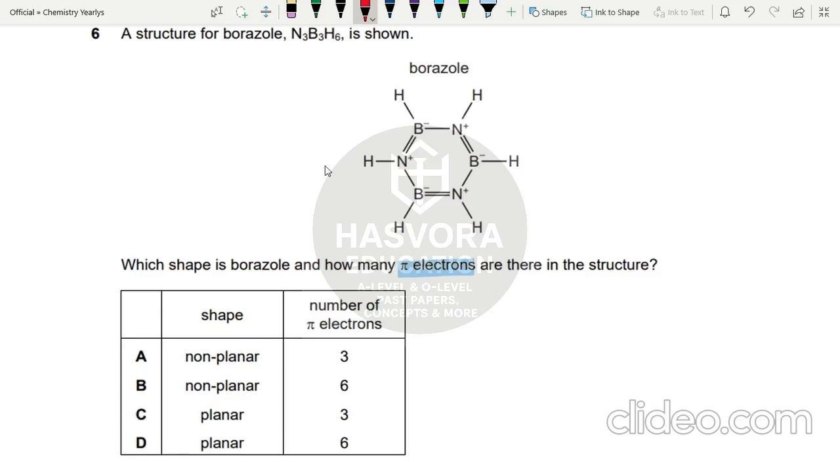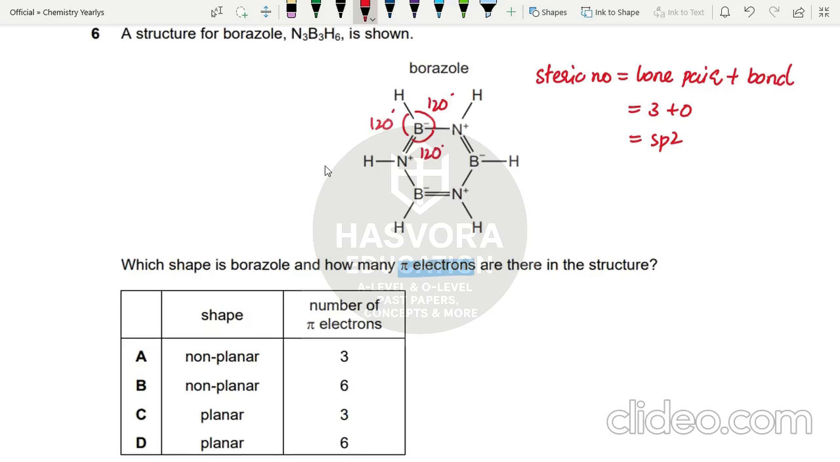You can see the boron is making 3 bonds. So I have told you the formula: steric number is equal to lone pair plus the bond pair. So there are only 3 bond pairs plus 0 lone pair, so it will be sp2 hybridization, just like the carbon in the alkene. So it will be 120 angle here. It will be trigonal planar. So there will be planar structure here, and they have asked about the number of pi electrons, not pi bonds.